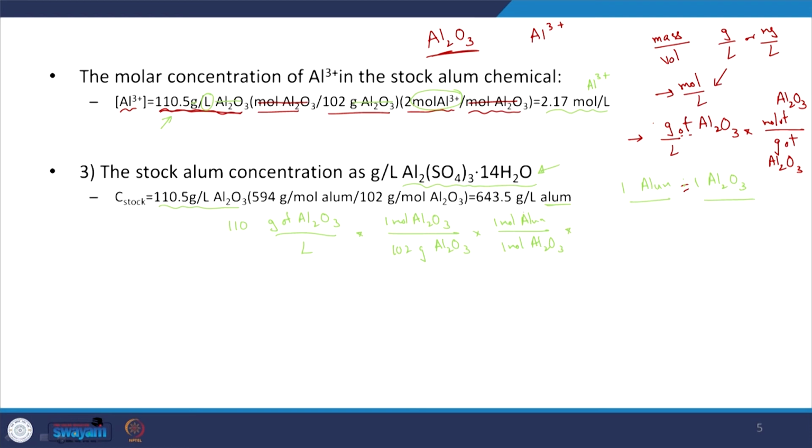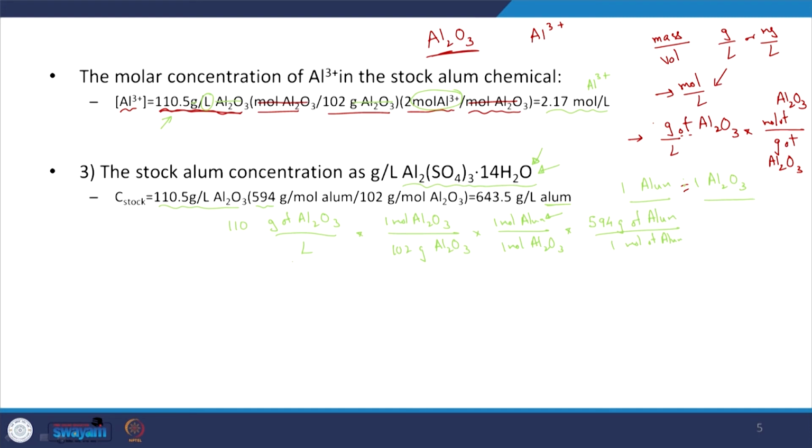Here the units are not asked in terms of moles per liter of alum, but mass per liter of alum. So, I need to convert moles per liter of alum into mass of alum. How do I do that? I will multiply by the molecular weight of alum. What is this? It looks like it is 594 grams. When I say alum, I am referring to this particular molecular formula, grams of alum per 1 mole of alum.